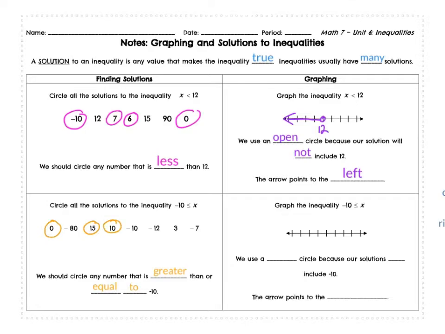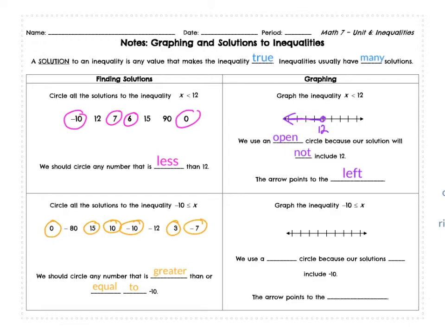And in this case, it says that I can have equal to. So is negative 10 greater than or equal to negative 10? Yes, it is. That's a true statement, so that makes it a solution, so I can go ahead and circle that. Negative 12, no, not greater than negative 10. 3 is. Is negative 7 greater than negative 10? Yes, I would rather owe somebody $7 than owe them $10, so that is a solution.